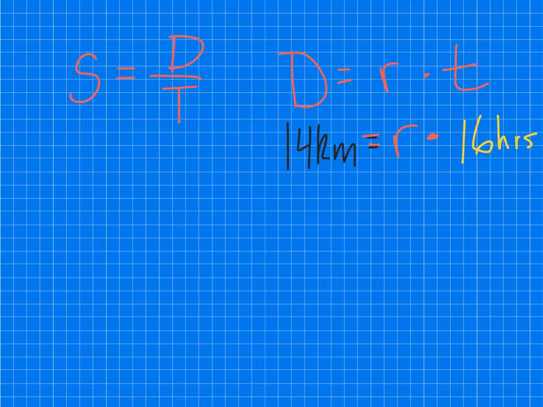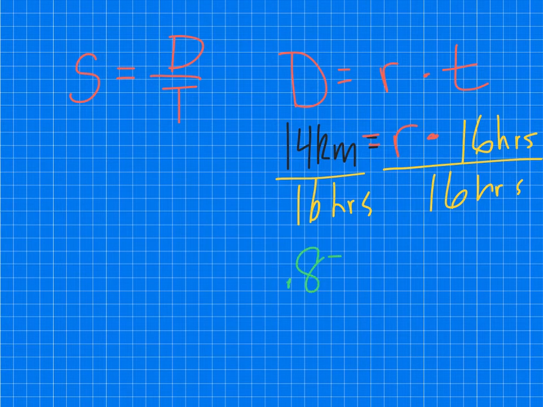So I have rewritten what I have from the last page. 14 kilometers equals r times 16 hours. In order to get r by itself, you're going to have to divide both sides by 16 hours. And when you do that, you should get 0.875. That's what 14 divided by 16 is. And then kilometers divided by hours, you can't simplify that, so it's going to be kilometers per hour.